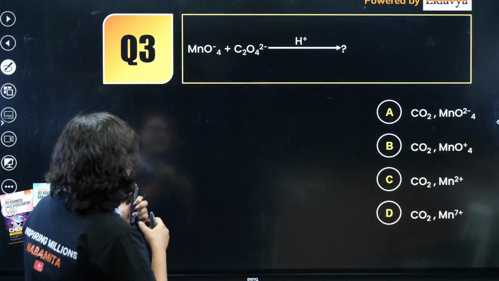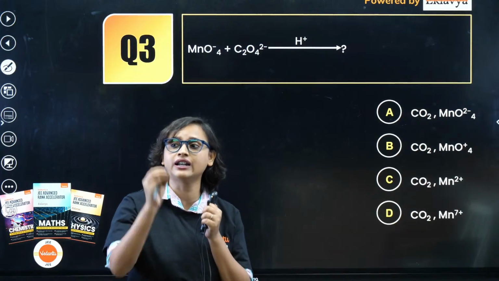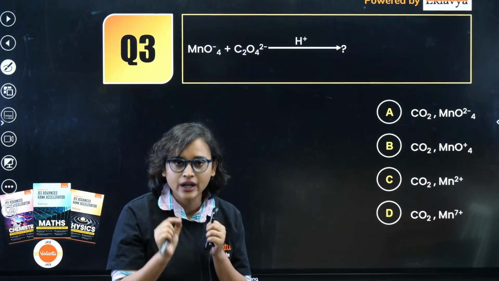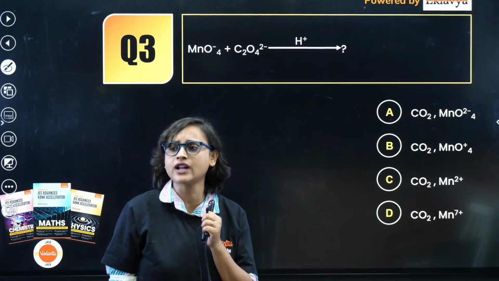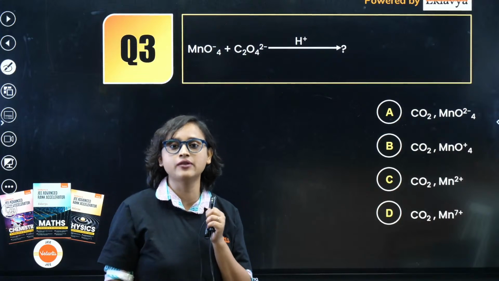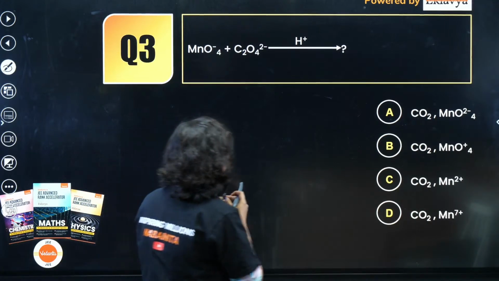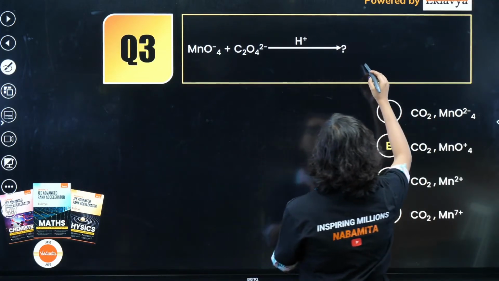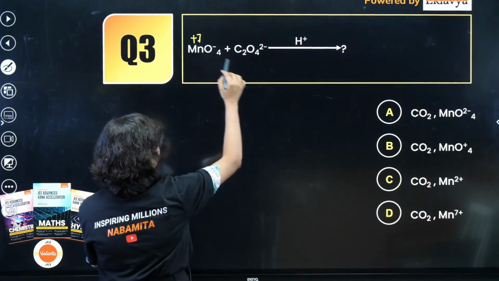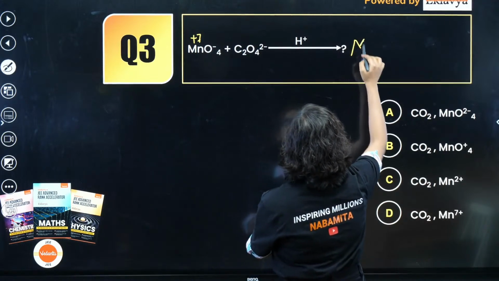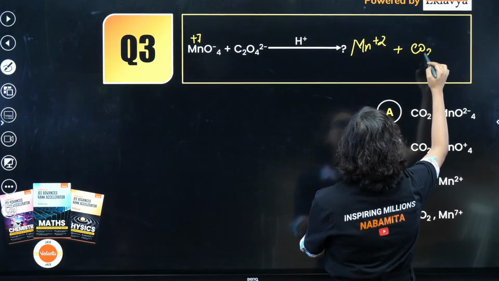The next question is MnO4. See, how many times have I told you that a potassium permanganate question will come? You must study that. And lo and behold, it is here. So MnO4 minus plus C2O4 2 minus, and here is H plus. If you calculate the oxidation state, it will be +7 for Mn, and we know that Mn goes to Mn plus 2 oxidation state, and here we will have CO2.